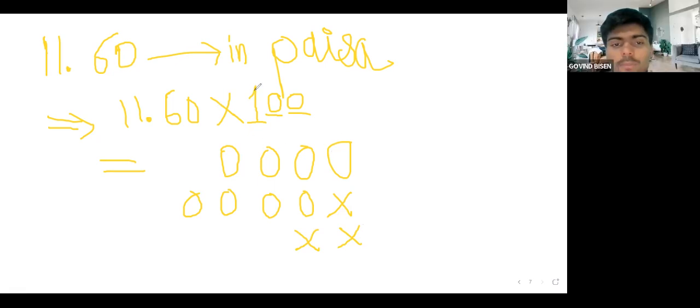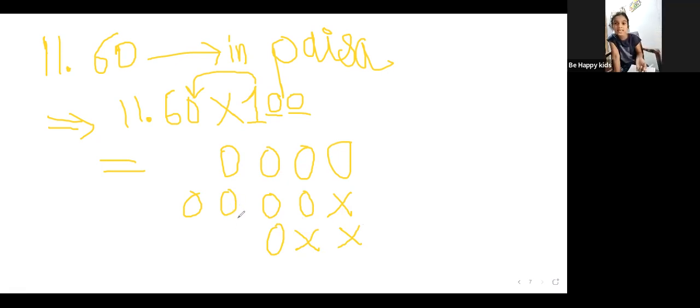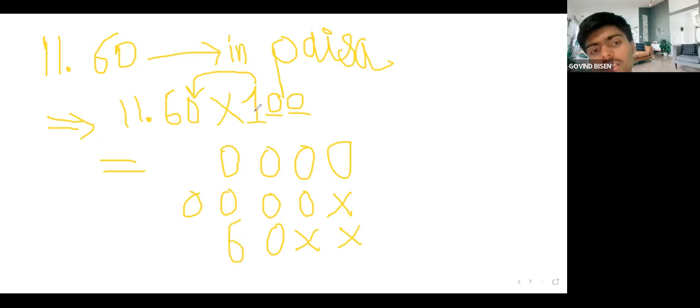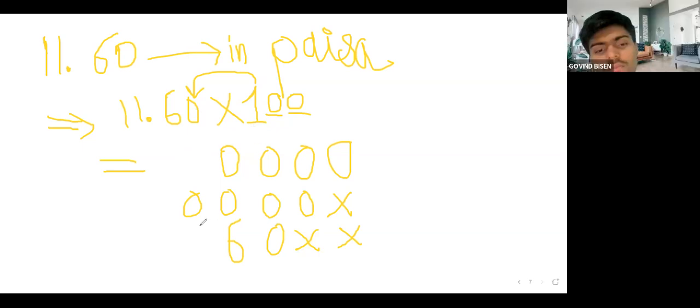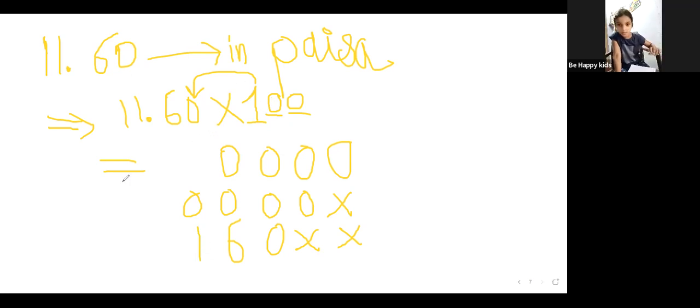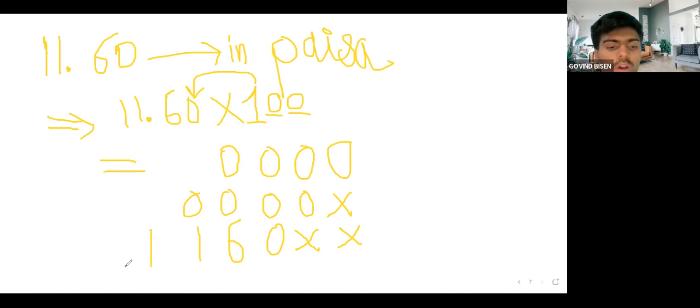Okay. And then multiply 1 with 0. So what is 1 times 0? 1 times 0 is 0. So put 0. And then 1 times 6 is 6. And then 1 times 1 is 1. Again 1 times 1 is 1. 1 times 1 is 1.